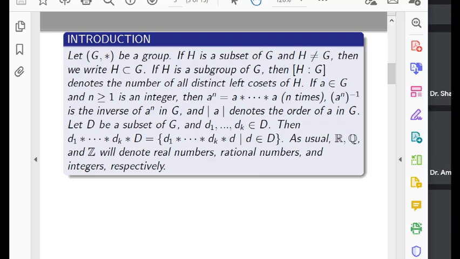And of course, if you have elements d1 up to dk in D, then what do we mean with that? Just exactly what you expect. It means d1 star d2 star up to dk star d, where d is an element in the group. R, Q, and Z will be just the normal sets of real numbers, rational numbers, and integers.